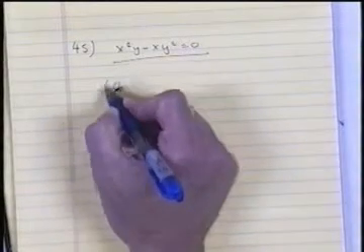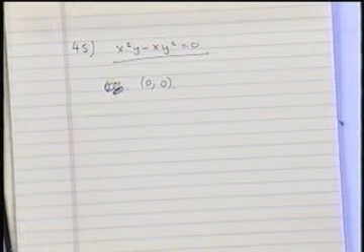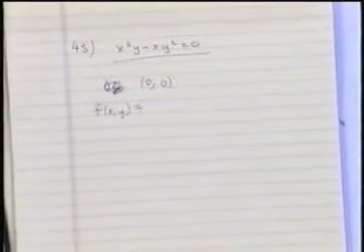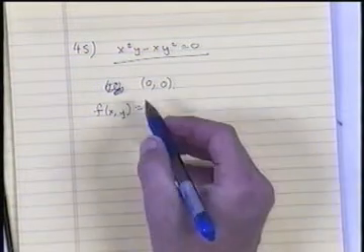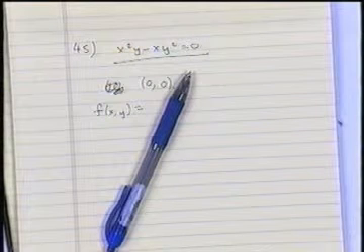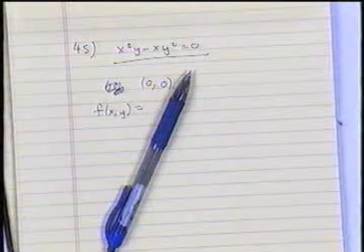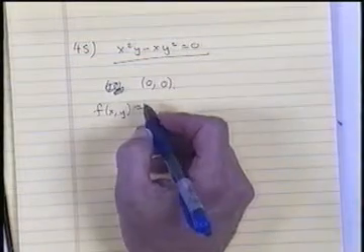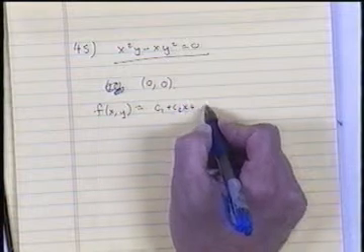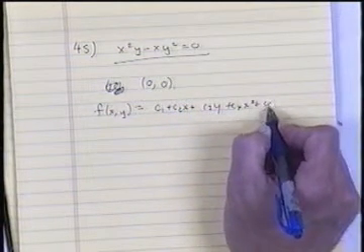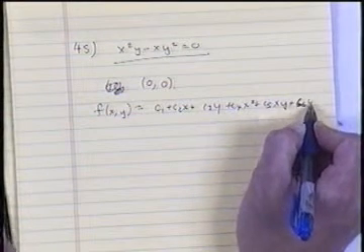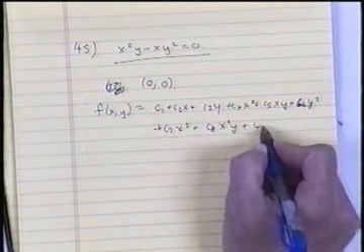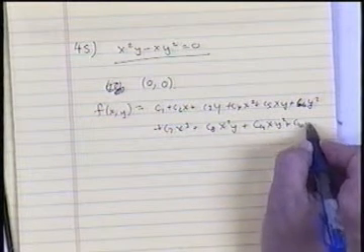When I look at the first point here, 0, 0, what that says to me is that when I take my function, f of x is equal to c1 plus c2x plus c3y plus c4x squared plus c5xy plus c6y squared plus c7x cubed plus c8x squared y plus c9xy squared plus c10y cubed is equal to 0.